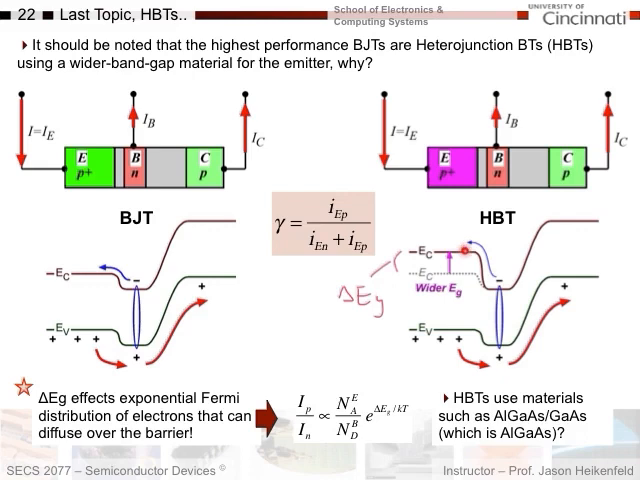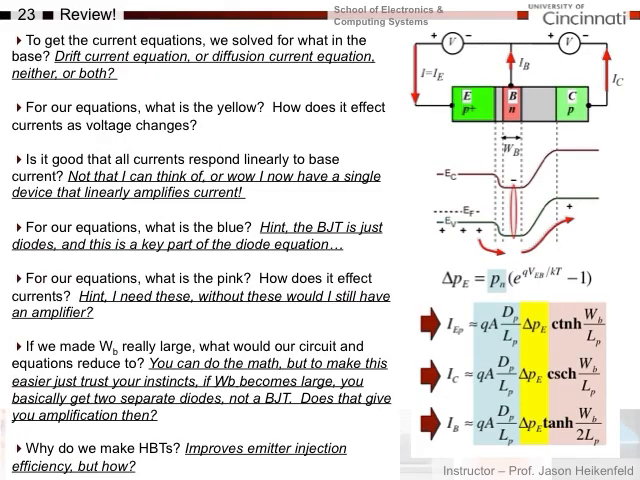Typically use materials such as, for example, aluminum gallium arsenide on this side and gallium arsenide on this side, which is narrower band gap. Again, this side would be the aluminum gallium arsenide because the aluminum increases the band gap energy. Okay, so let's finish up and we'll review.